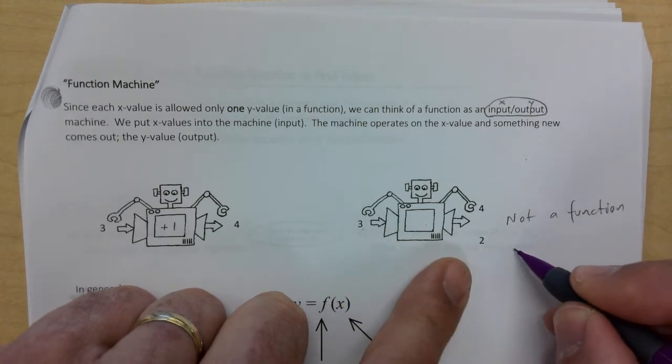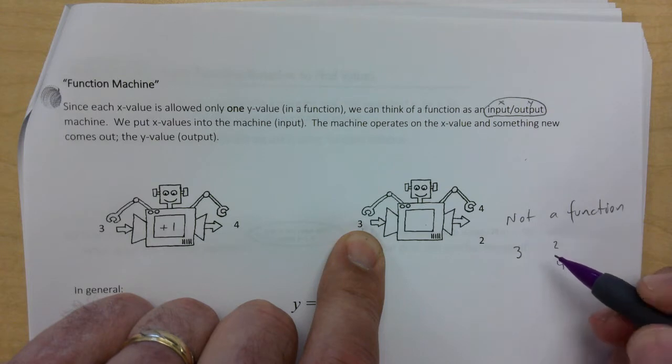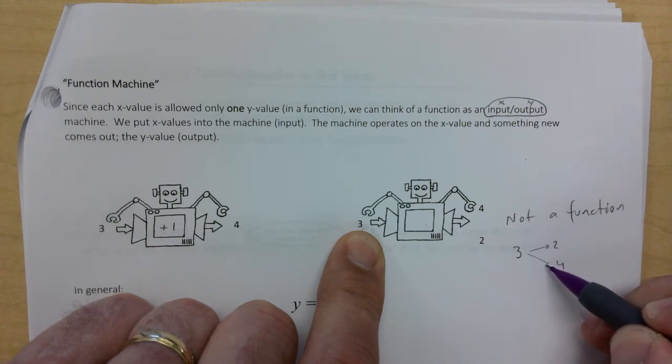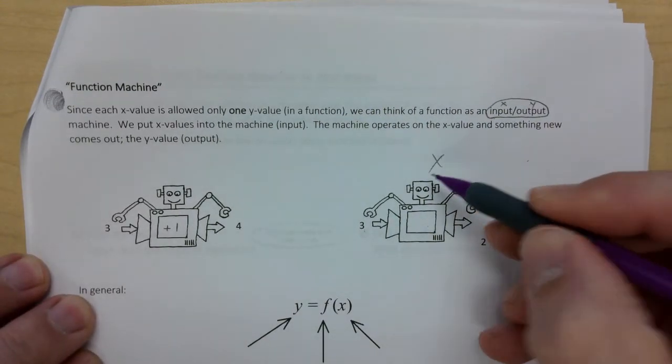It would be as if you had your x values here, you have your y values there, and it's pointing to more than one y value. So this is not a function, okay?